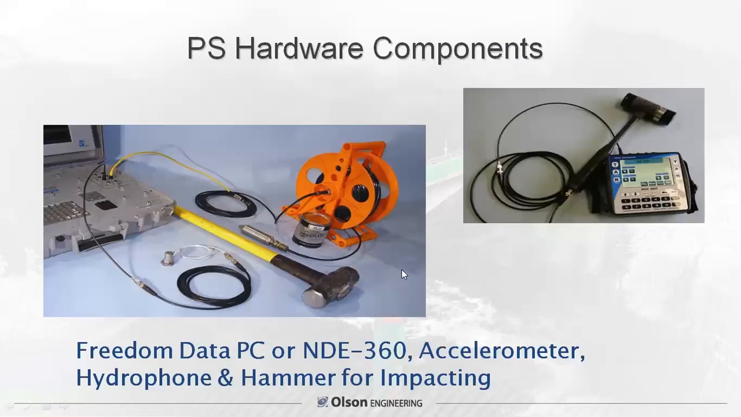I'll show you some examples in a minute here. Quick overview of some of the equipment. You have a hydrophone on a spool, a large 12-pound sledge. An accelerometer is just used as a trigger in this case. You can also do the test with an instrumented hammer and a hydrophone, the instrumented hammer being your trigger.